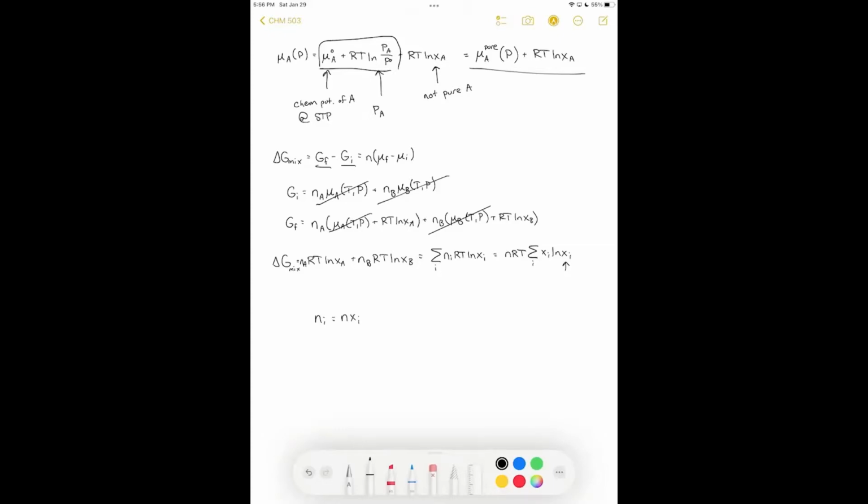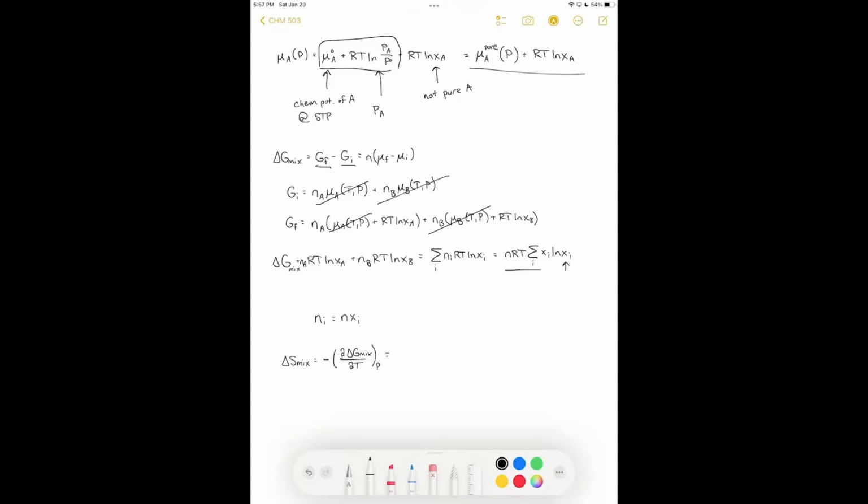So delta G for ideal gases is always negative, and this explains to us why gases always mix. In a different way, we can see that with the entropy. So the entropy of mixing we can calculate using our thermodynamic relationships. We saw previously that the change in entropy for mixing is equal to the negative partial derivative of the Gibbs free energy with respect to temperature at constant pressure.